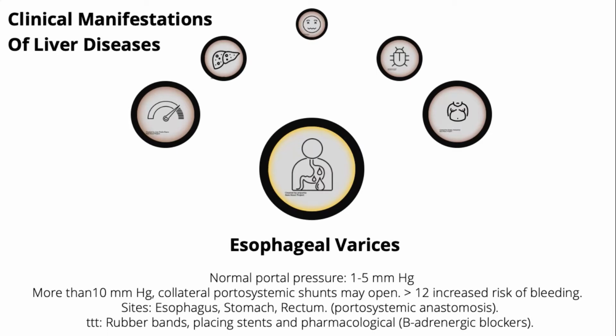For treating this, the pressure can be reduced by pharmacological agents such as the non-selective beta-adrenergic blockers. If it is not effective, then invasive procedures can be used, most commonly putting rubber bands around the large varices. And if this is not successful, then they will do a kind of stenting, which we call the transjugular intrahepatic portosystemic shunting.